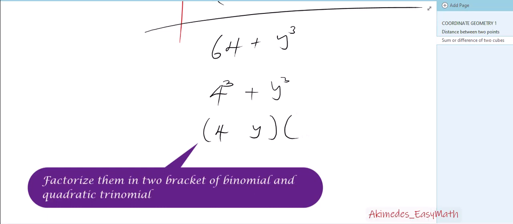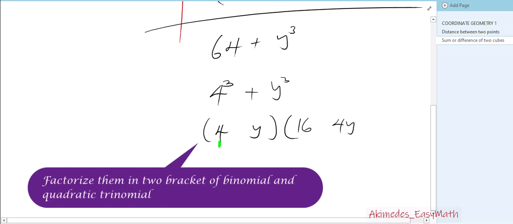Then with the trinomial, we square the first one, which is 4. When you square it, you get what? 16. Then we multiply the 4 and y, and we get 4y. Then we square the last term, which is what? y. So we get y squared.